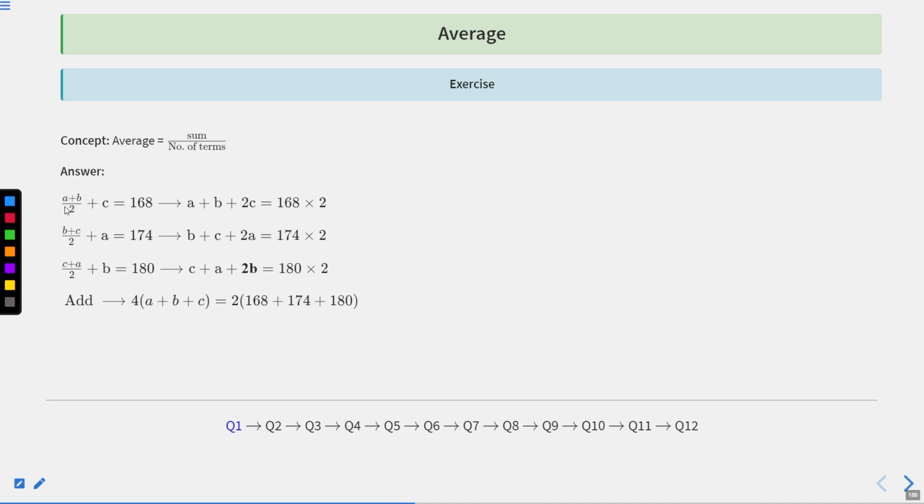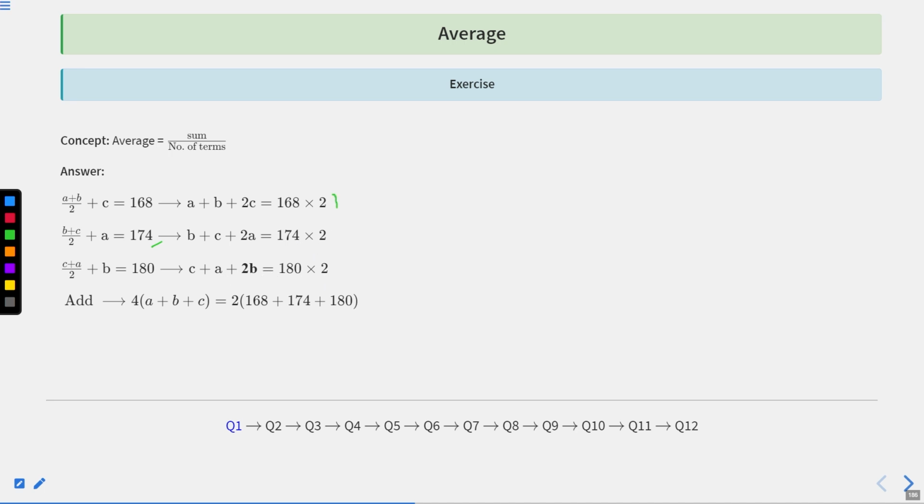According to the question, it is given that (a plus b) upon 2 plus c is equal to 168. If I take 2 times on both sides, I will have a plus b plus 2c equal to 168 into 2. Similarly, (b plus c) upon 2 plus a is 174, so it will be b plus c plus 2a equal to 174 into 2. Again, (c plus a) upon 2 plus b equals 180, which will be c plus a plus 2b equal to 180 into 2.